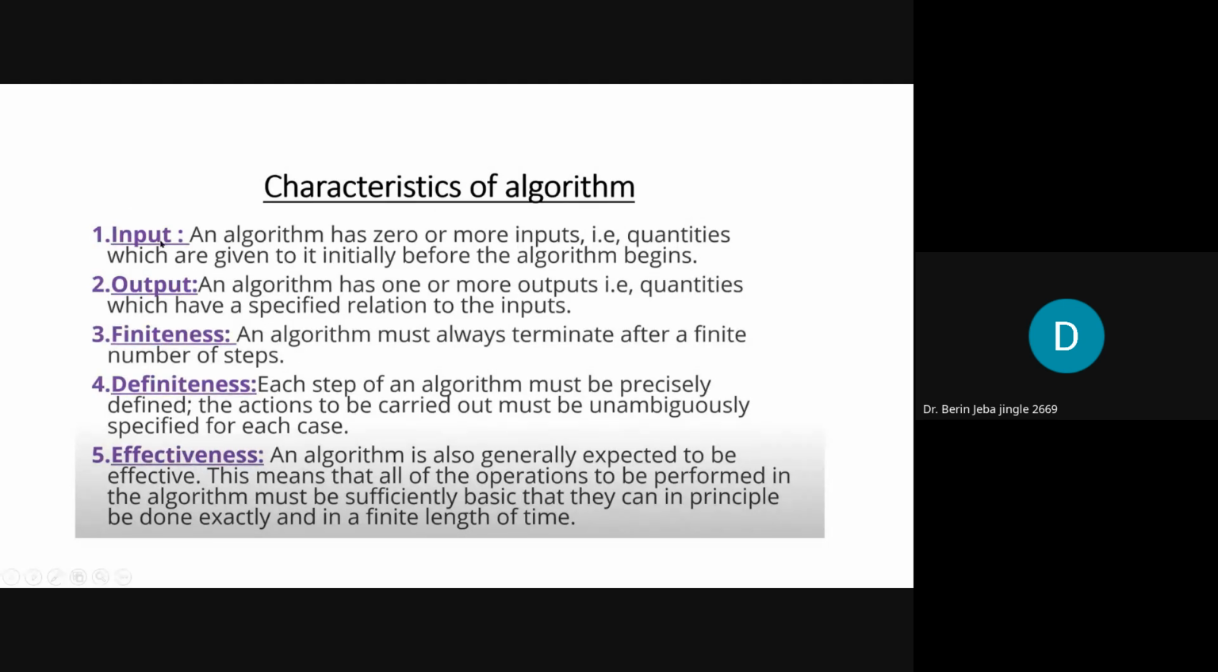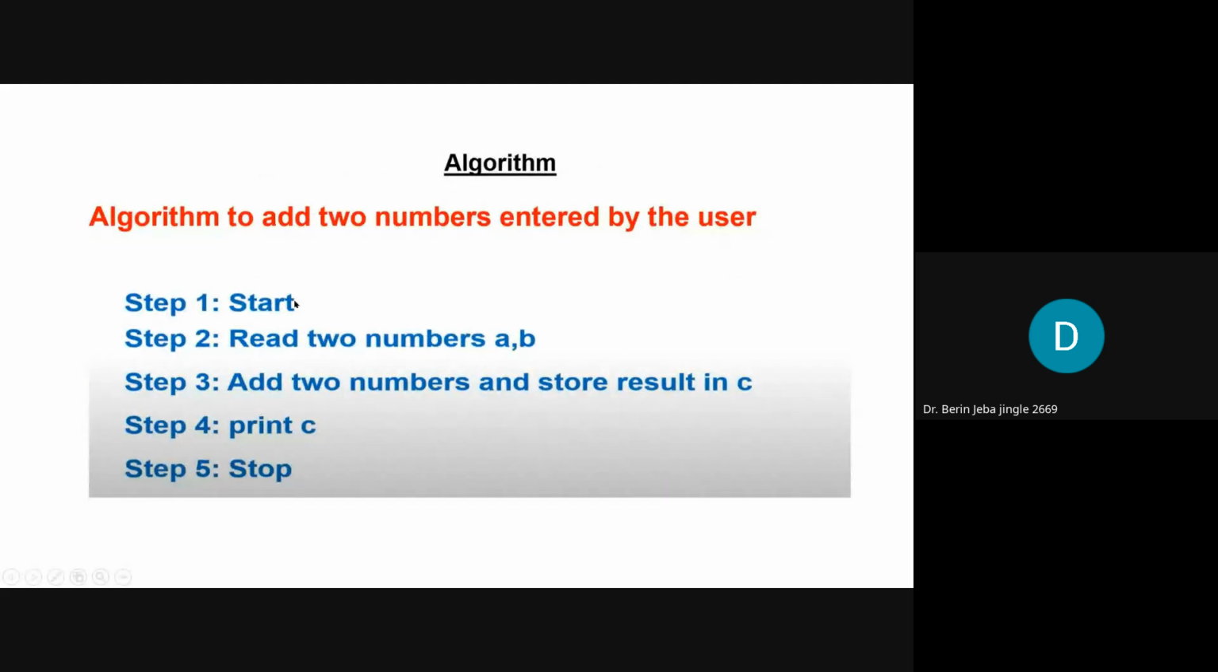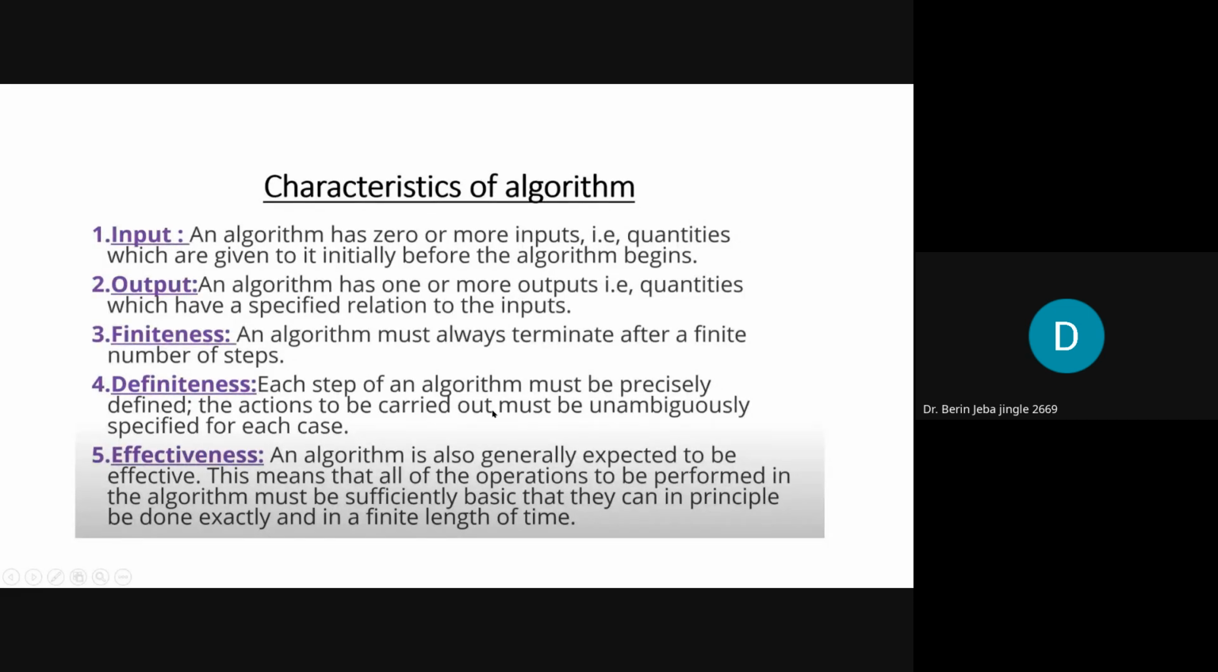An algorithm has an input, it has an output statement, then it has finiteness. An algorithm must always terminate. It should not be infinite. It should always be a finite number of steps. It should have a start and a stop step. Okay, so we are mentioning here start and stop. It is a finite step. It is ending. That should be there.